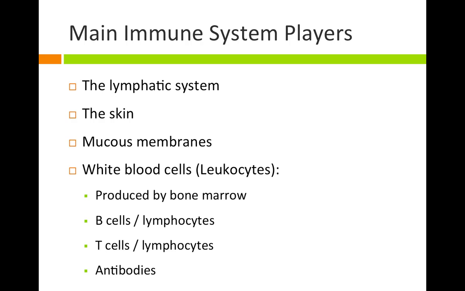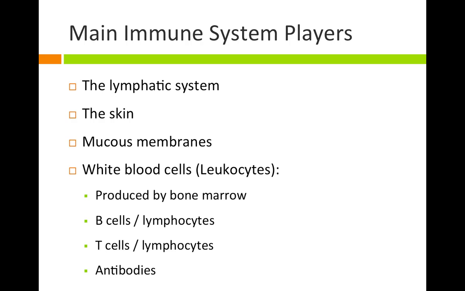The main parts of the immune system are going to be the lymphatic system as a whole. The skin plays a huge role, as well as other parts of the integumentary system, your nails and your hair. Your mucous membranes throughout all of your different body systems play a big role. And then lastly, your white blood cells or your leukocytes play a really big role in your immune system.